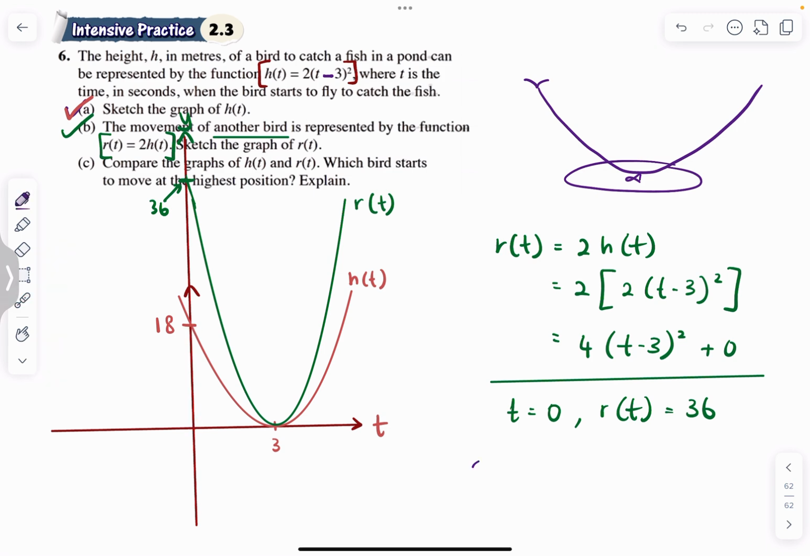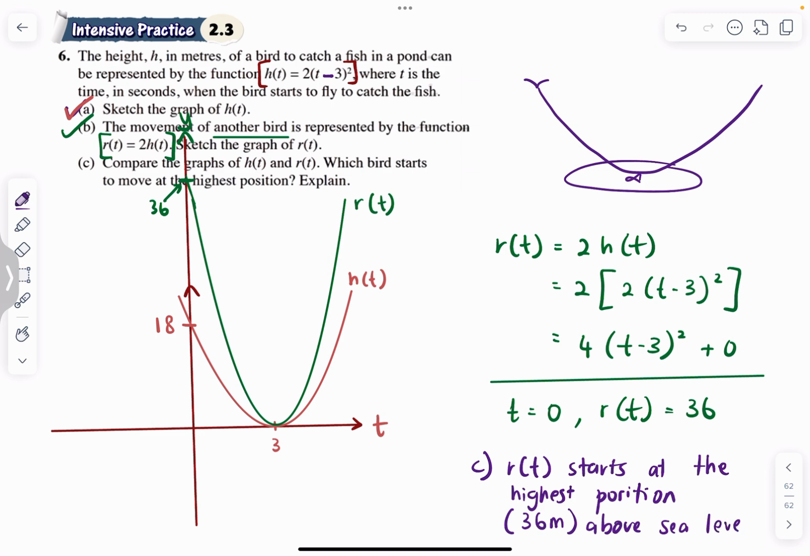So we can conclude this. We can say r(t) starts at a higher position, or at the highest position, then you can put in brackets 36 meters above sea level, or you can say water level. Okay, in this case they said it's just a pond, right? So that is the whole purpose of us finding the y-intercept, to find the starting position. See, done. That's it.